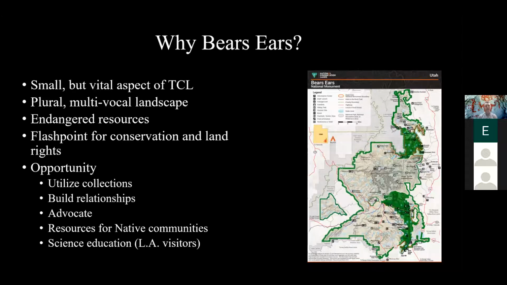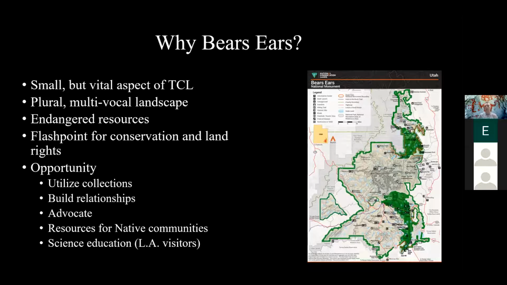And lastly, it's an opportunity to utilize collections to build relationships between museums, researchers, and tribes, advocate for protection, and also produce resources that are valuable and useful to our stakeholder communities, and really in the process to provide science education for our Los Angeles visitors.